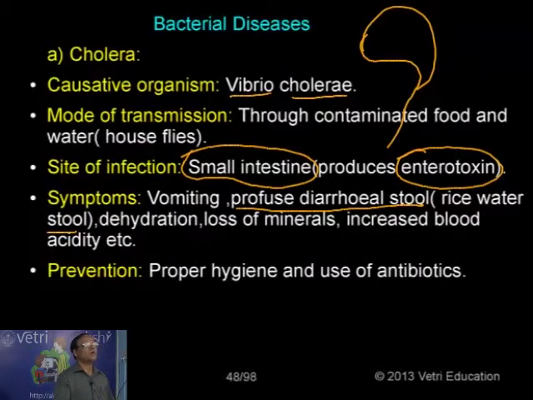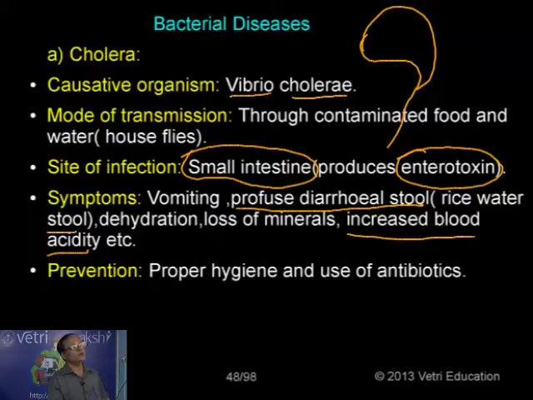As a result, what will happen? More water is lost. That is called dehydration. Whenever water is lost, electrolytes are also lost. So both electrolytes and water are lost, which is dehydration, with loss of minerals. Ultimately, the concentration of the blood increases, and the acidity of the blood also increases. These are the ultimate effects. But the symptoms are profuse diarrheal stool, otherwise called rice water stool, along with the loss of electrolytes and water, which is why I use the word dehydration.